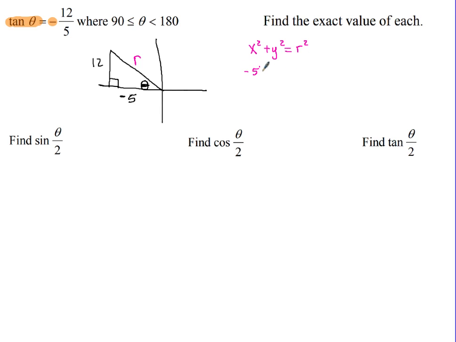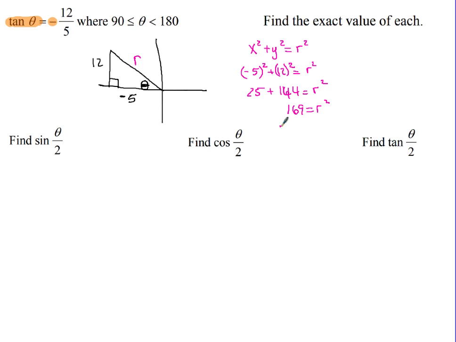So negative 5 goes in for the x, I square that, plus 12, and that quantity squared is going to give me whatever the radius squared is. Now 5 squared, of course, is 25, and negative 5 squared is 25, and 12 squared is 144. And that gives me r squared. Combining those, I get 169 for r squared.